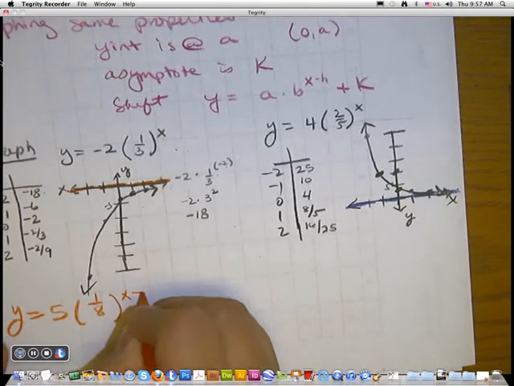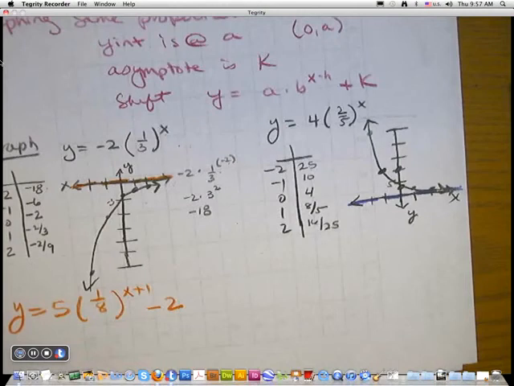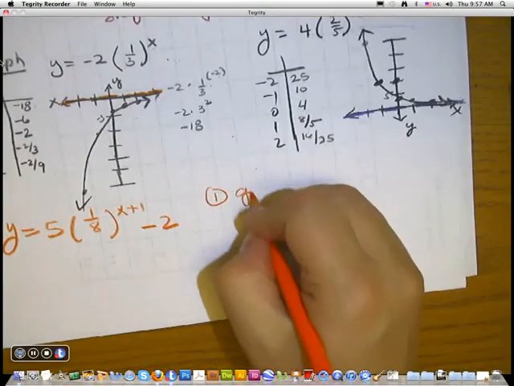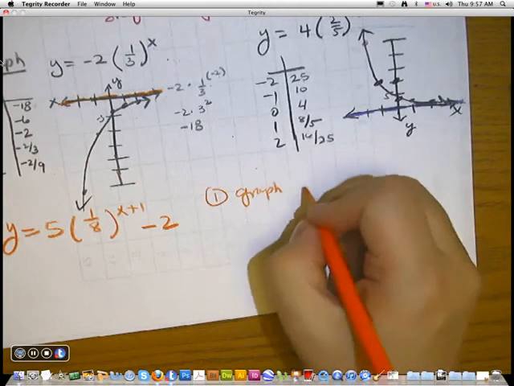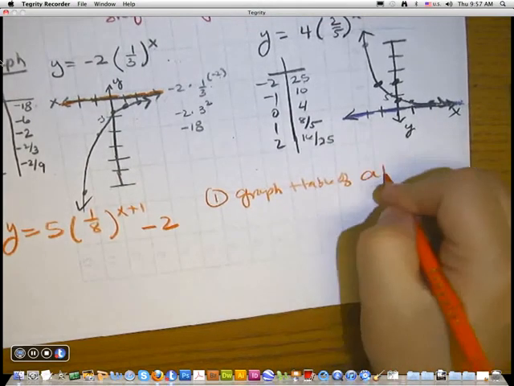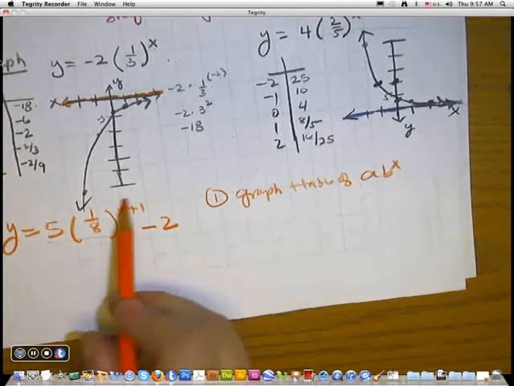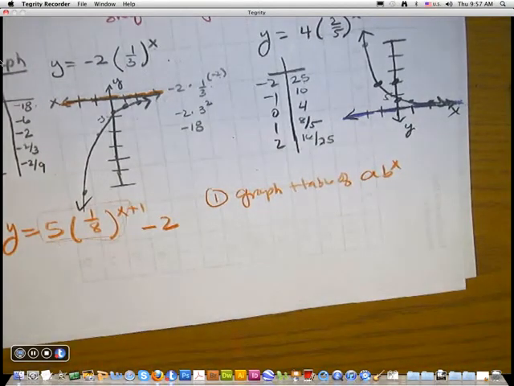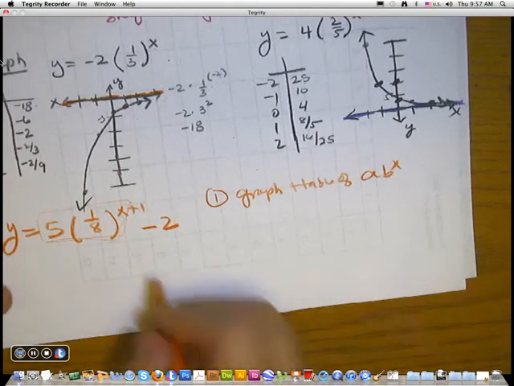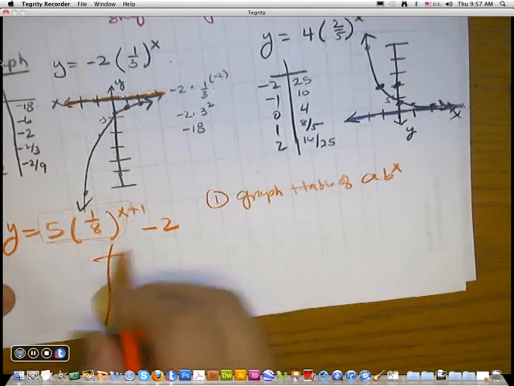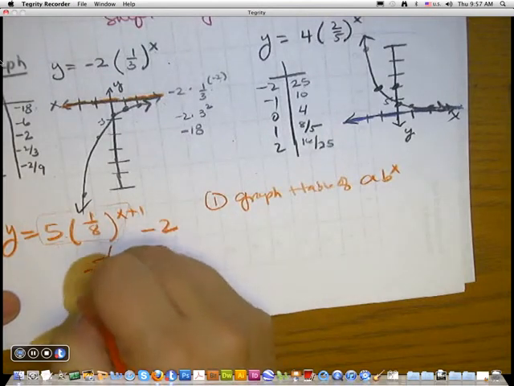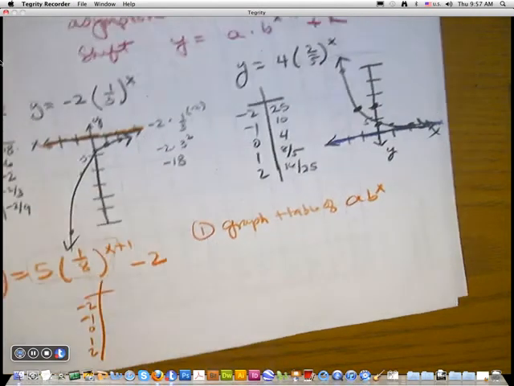When it comes to shifting, we do these exactly the same way that we do the growth ones, meaning we first graph or do our t-table of a, b^x. So we're only looking at 5, 1/8, and x. We'll worry about the 1 and the negative 2 later. So when I do my t-table here, I'm going to do 5 and 1/8, with x values negative 2, negative 1, 0, 1, and 2.